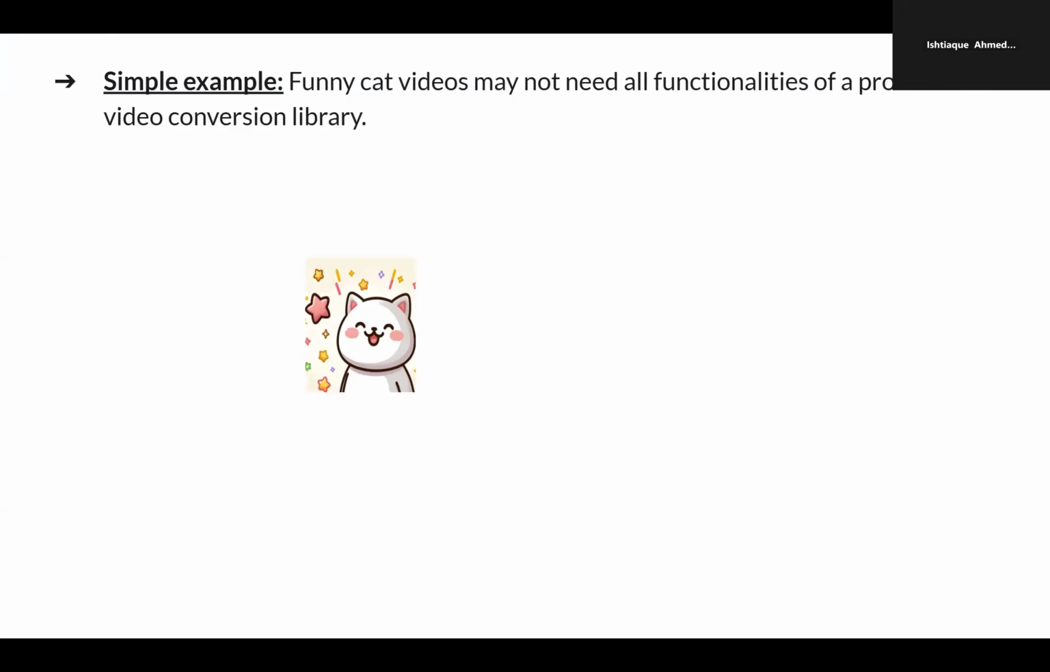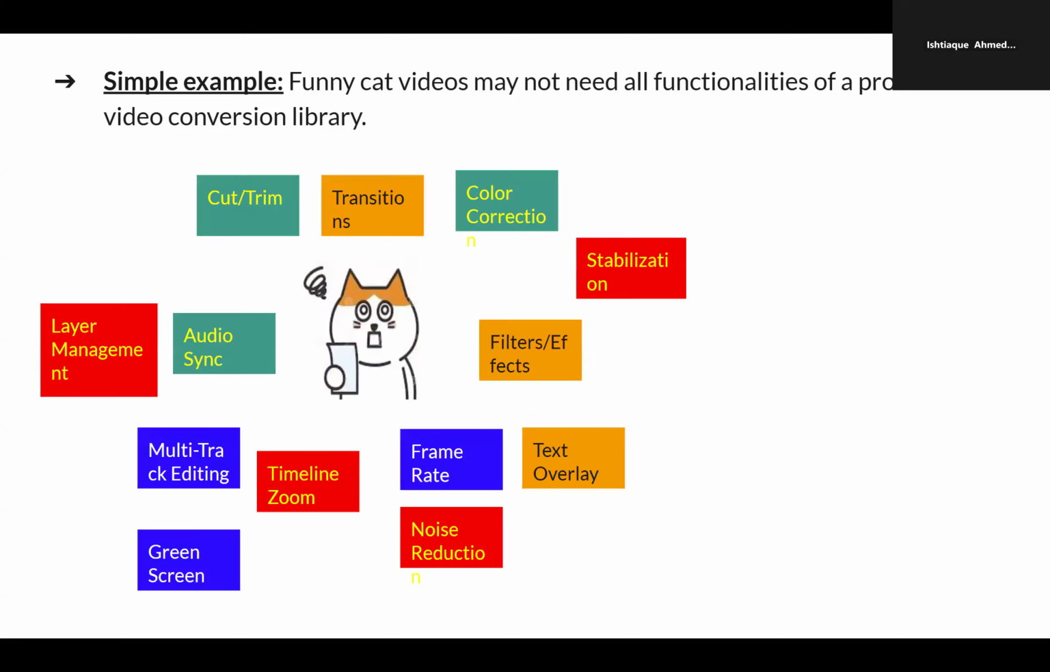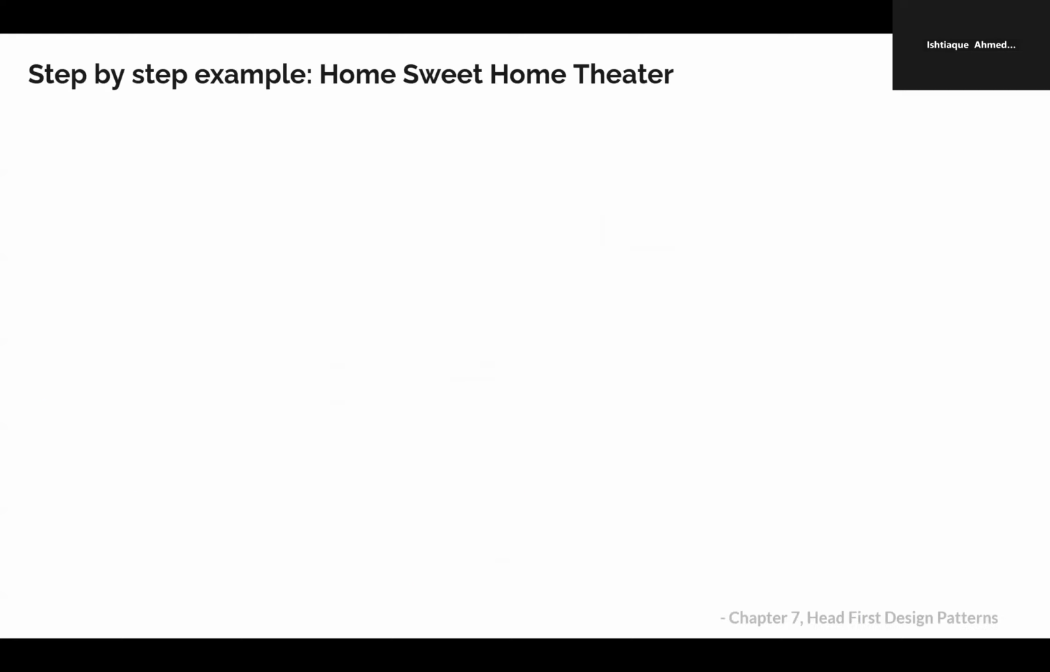Here is a simple example. Suppose we want to upload short funny videos of cats. We could potentially use a professional video conversion library. However, this can have many different features and settings which could be overwhelming for a typical user. Perhaps the client only needs a simple method like encode video. This method will use some default values for all these features, and thus we have our first facade.